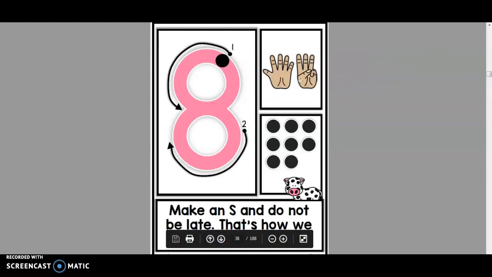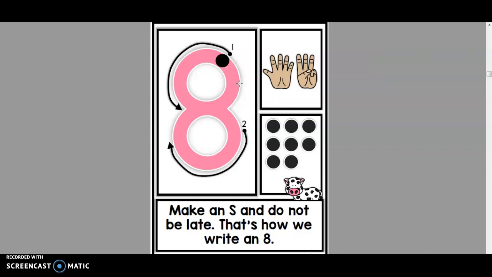Okay, this is number 8, and this is how we show it with our hands. It's one whole open hand, 5 fingers, and then 3 more next to it. And here we have 8 circles or 8 dots. So it's 1, 2, 3, 4, 5, 6, 7, 8. And this is how you draw number 8. You go like this, like an S.